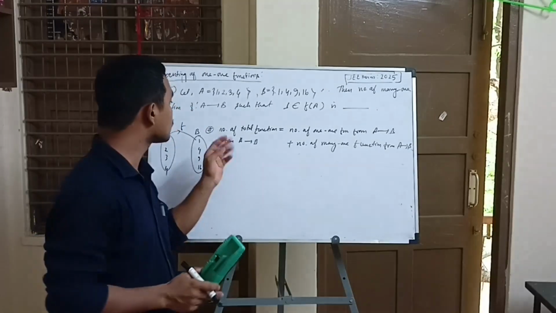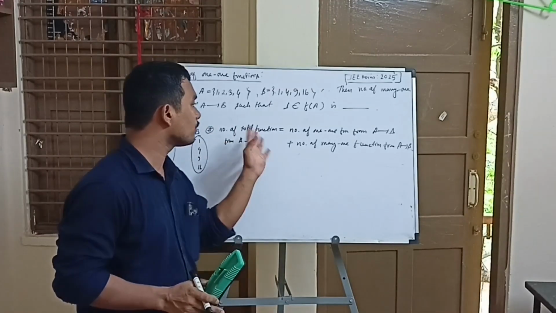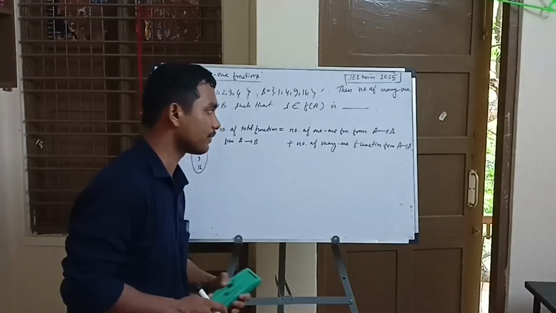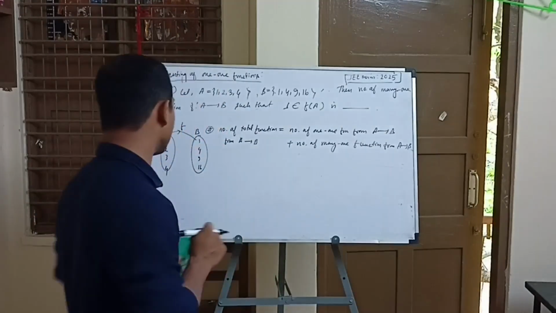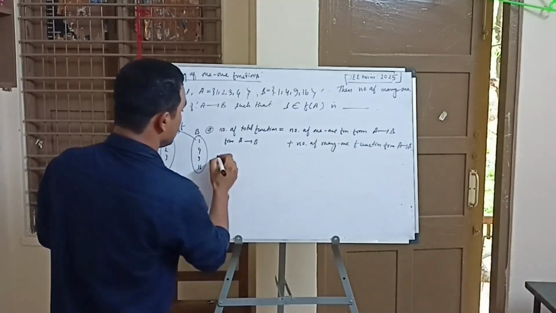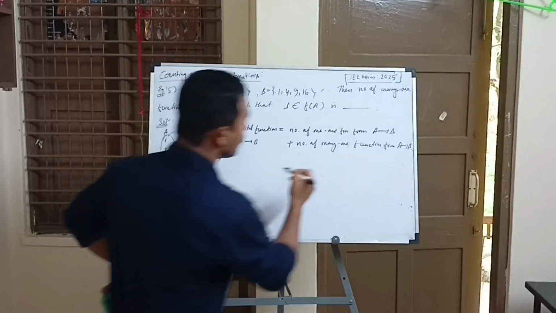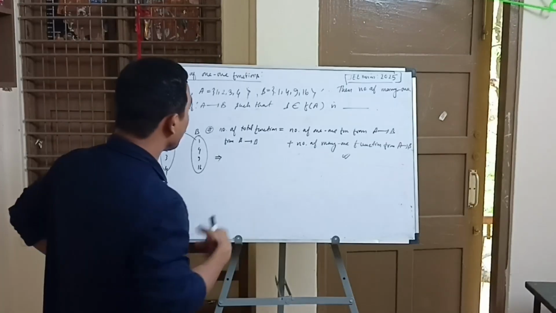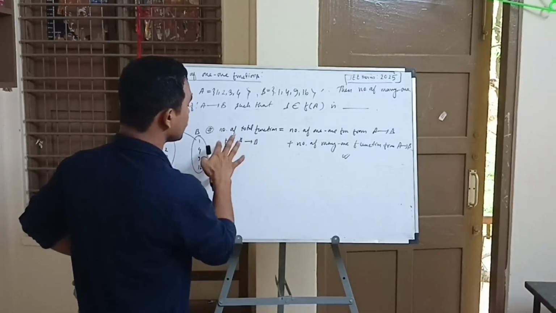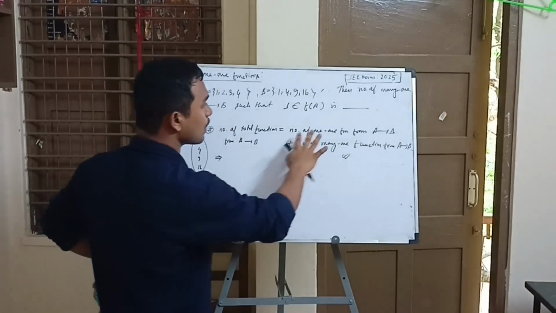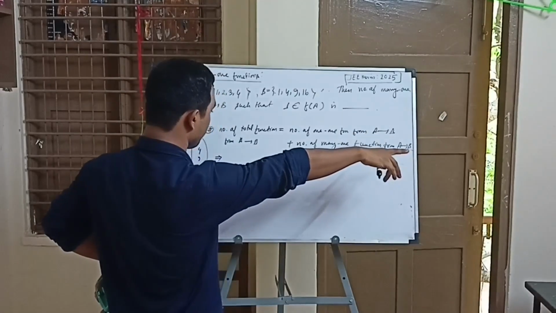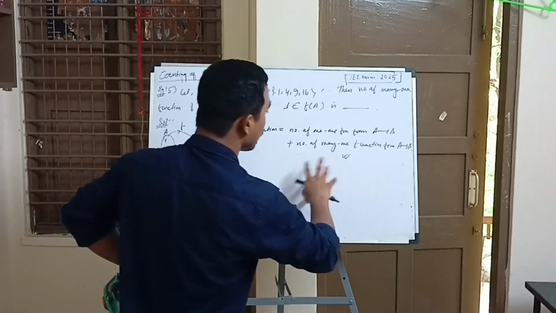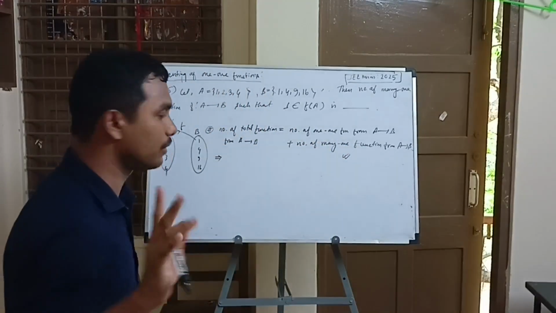Remember these observations. Number of total functions is equal to number of one-one functions from A to B plus number of many-one functions from A to B. Correct here? We have to find the number of many-one functions, right? So we'll subtract the one-one functions from A to B from the total number of functions. Then we'll get the total number of many-one functions.